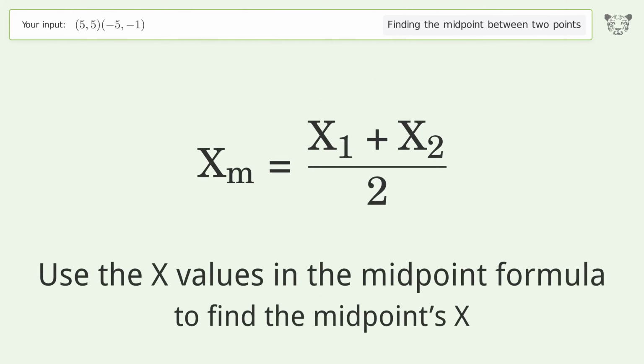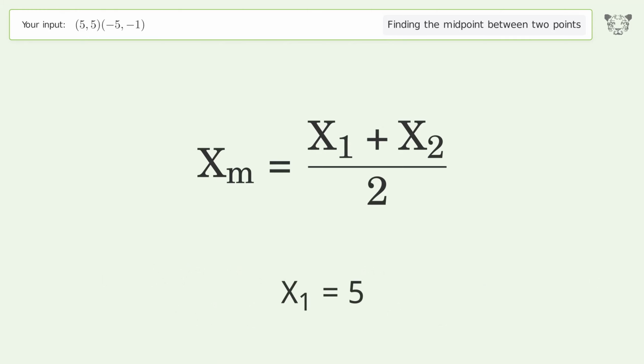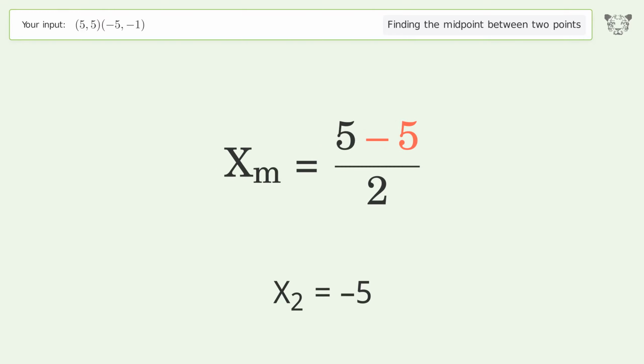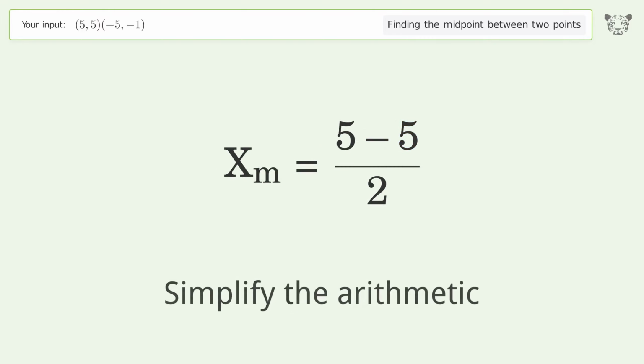Use the x values in the midpoint formula to find the midpoint's x. x1 equals 5, x2 equals -5. Simplify the arithmetic.